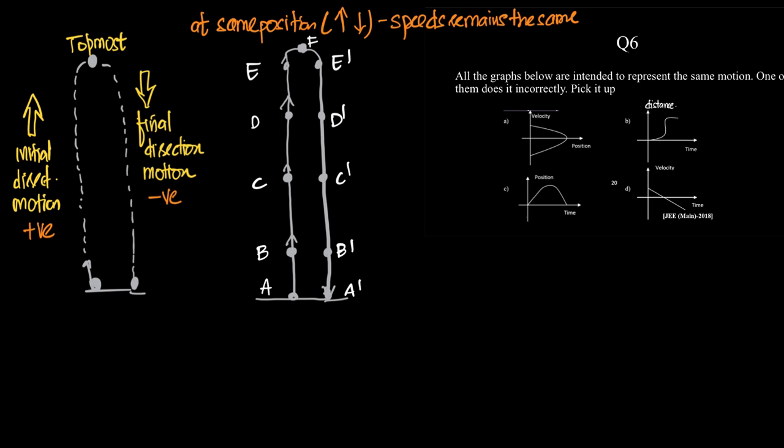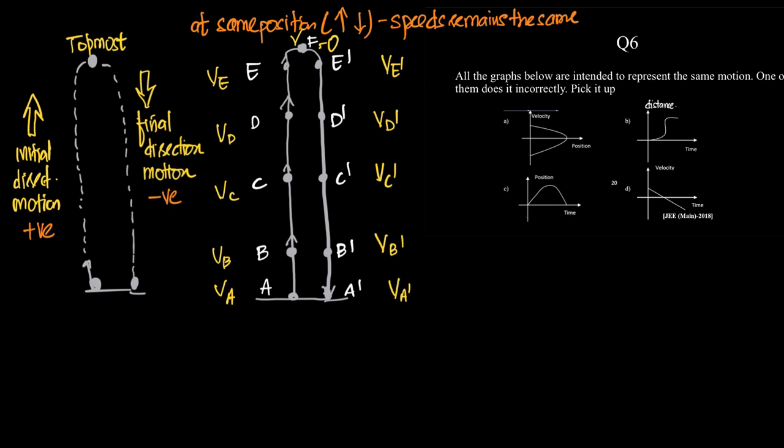Now, if we try to understand this further, let us say velocity at A is VA, velocity at B is VB, velocity at C is VC, at D is VD, at E is VE. Okay, and velocity at F is definitely 0. Now the velocity at E dash is VE dash, at D dash is VD dash, at C dash is VC dash, at B dash is VB dash, at A dash is VA dash, right?